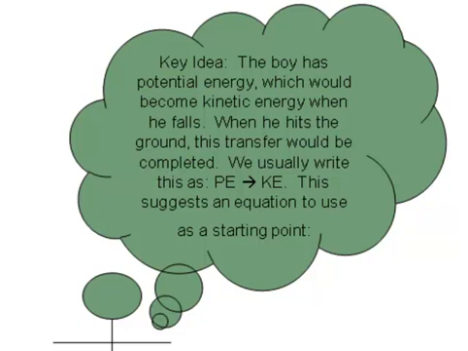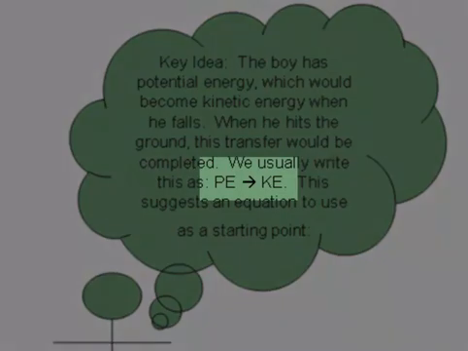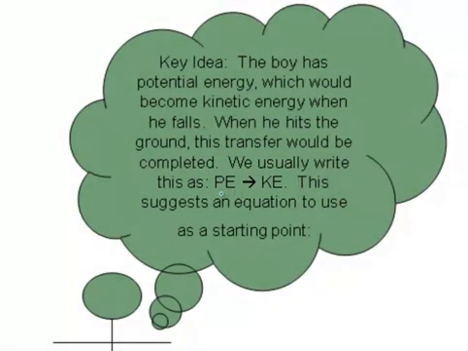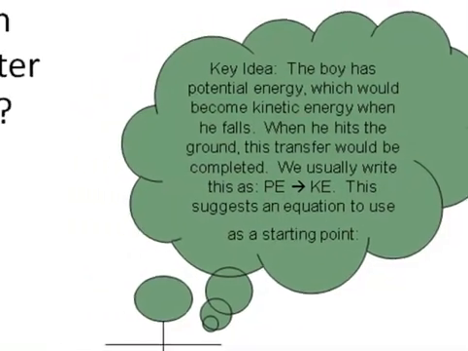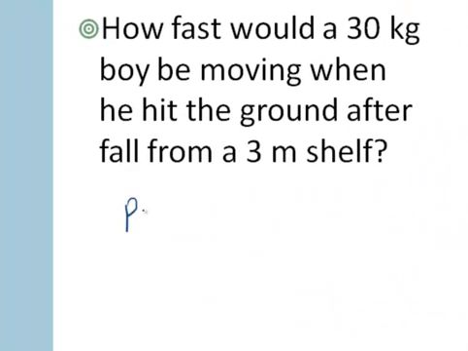Once he hits the ground, this transfer is completed. And we usually write this with the symbol PE is converted into KE. This relationship suggests a good equation to use as a starting point, and that is, let's set all of that potential energy equal to kinetic energy.